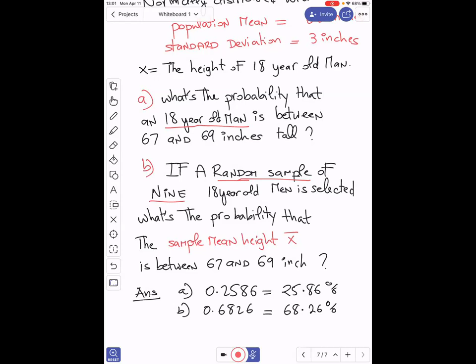Anyway, I'm just saying that this normal distribution is very important. As you can see, it measures the distribution of the sample mean x bar. You can also use it for the binomial distribution, etc.